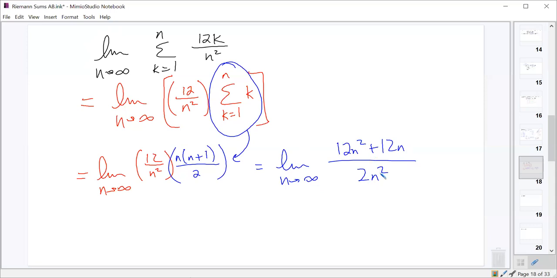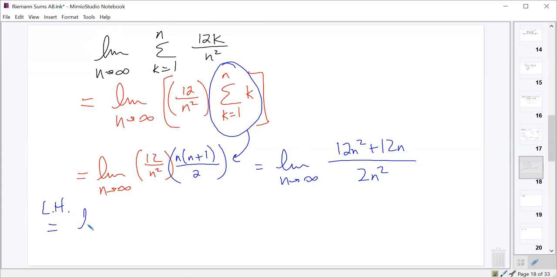Since the degree of the numerator is the same as the degree of the denominator, and it's a rational function, you just divide the leading coefficients, you should get 6. Or if you don't recognize that right away, you can use L'Hopital's rule if you wish. Or you can divide everything by n squared also if you want to do that, that being the highest term.